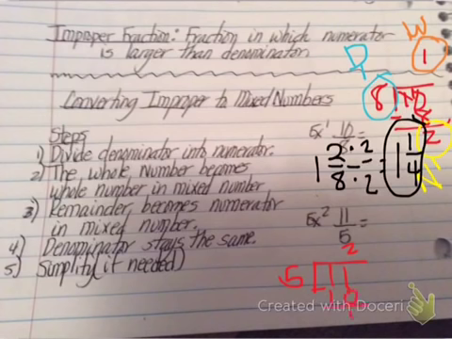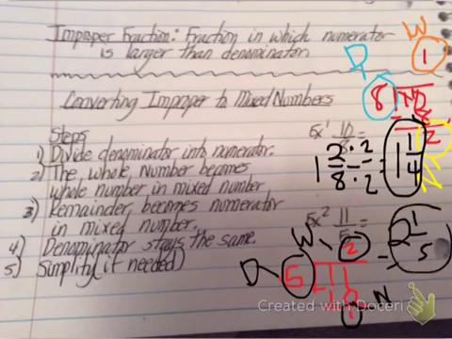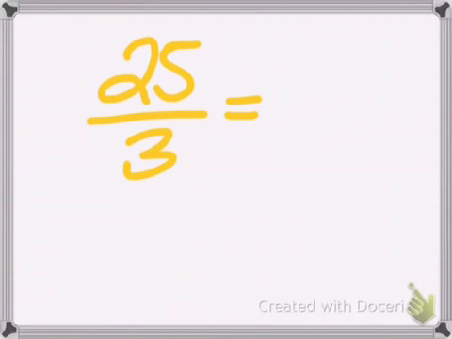Now, let's break down the parts of my mixed number. These 2 whole groups stay my whole number. This remainder becomes my numerator. And then the denominator is going to stay the same. So my answer becomes 2 and 1/5. Now, let's continue with a few more examples.